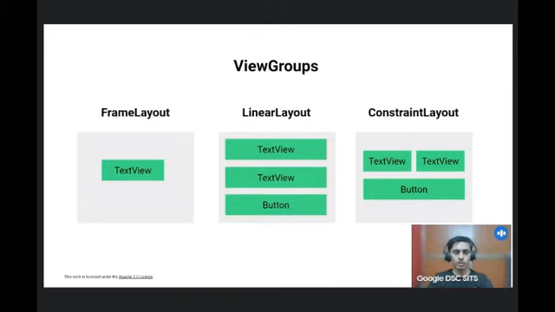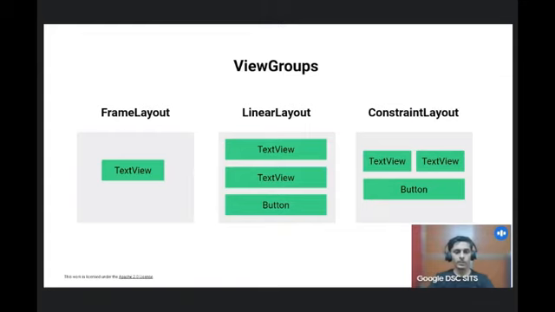View groups. To position our views, Android provides different view groups. Here are some of the examples. We use frame layout when you have only one view that you want to position on the screen. For example, consider an application where you want to show just a simple image or simple text or simple button. For that, we can use the frame layout. The second is the linear layout, in which you can display the views or different types of views in a single row or a single column. And the third one is the constraint layout, which we use for many complex layouts.